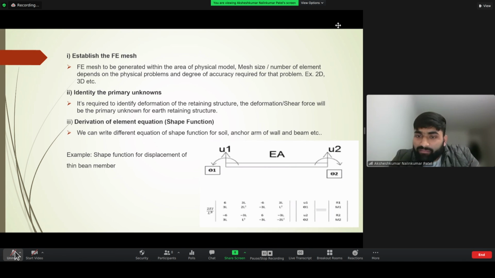This is one kind of thin bar, and we all know that there are two kinds of reactions on both ends. One is displacement and one is the reaction: u1, u2, and theta1, theta2 is our rotation. Based on that we can write our stiffness matrix. The stiffness matrix sometimes also depends upon the elements, like the anchor elements, or whether we choose a beam or the whole retaining wall.